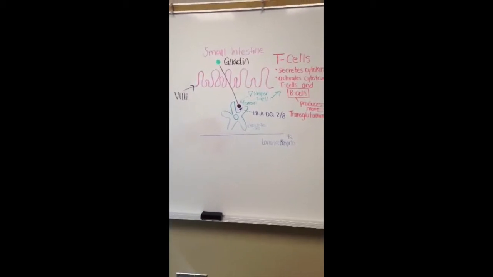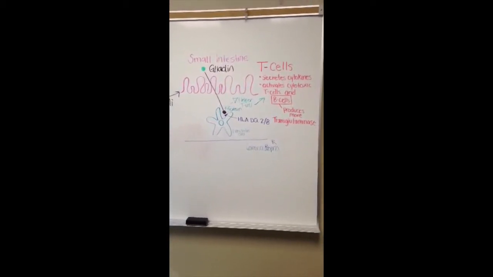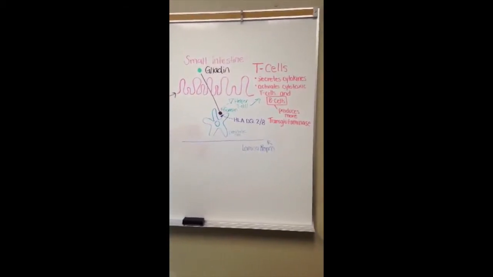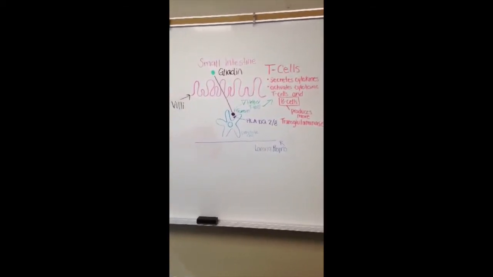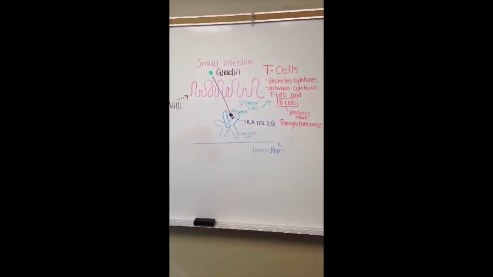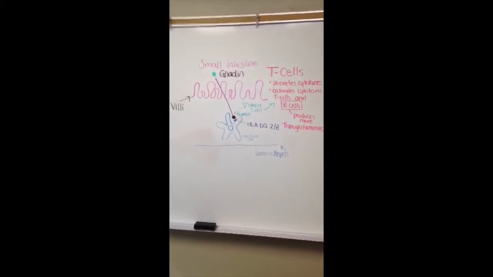This immune response causes the release of the enzyme transglutaminase, which modifies the gliadin by introducing a more negative charge. Therefore, the gliadin will bind more readily to the HLA-DQ2 and HLA-DQ8 and elicit a stronger T cell response.